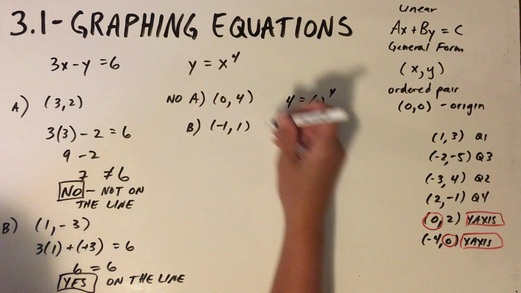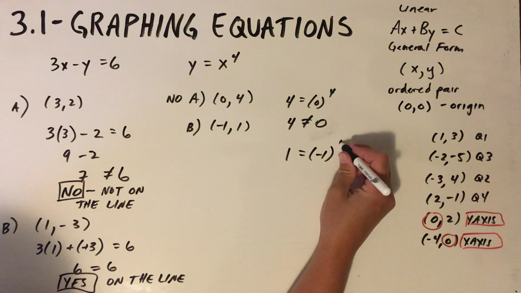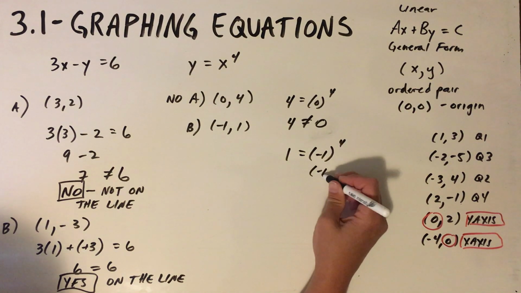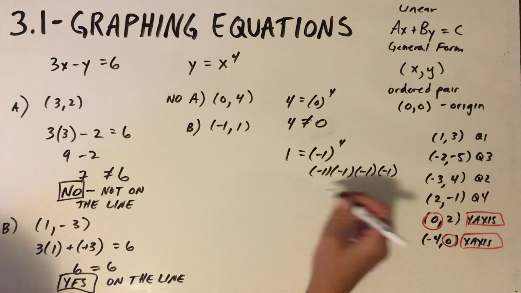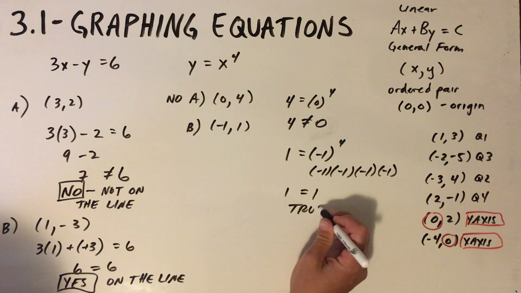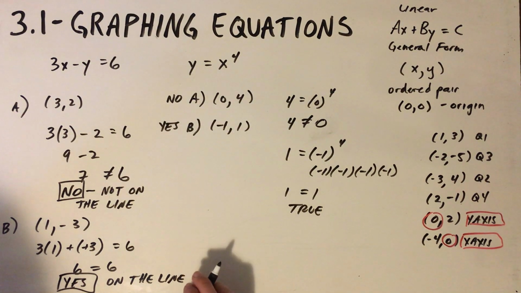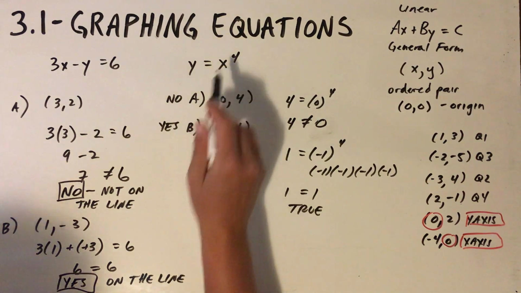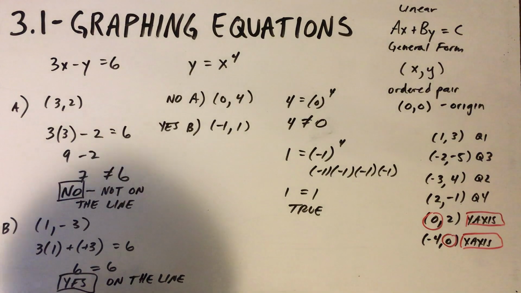Now I'm going to substitute this (-1, 1). For y, I'm going to substitute 1. And for x, I'm going to substitute -1. Well, (-1) to the 4th means -1 times -1 times -1 times -1, which is indeed 1. So this is a true statement. So this one is a solution. And again, what that means is that this point lies on that line. Okay, so this is, again, a lot of review here.